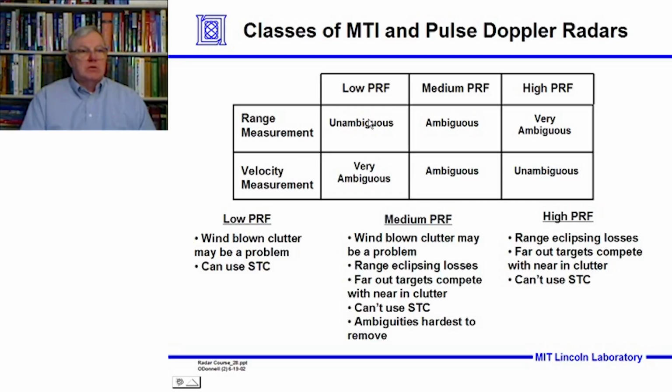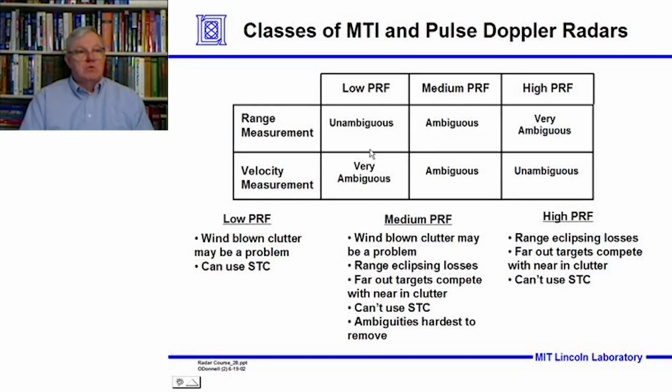Low PRF radars are unambiguous in range. In other words, all the targets that you're going to want to see, unambiguously you can measure their range, but their velocity measurements are quite ambiguous. In high PRF radars, it's like Goldilocks and the 3 Bears. In high PRF radars, the range measurements are very ambiguous, but the velocity measurements, and of course these are radial velocity measurements, are unambiguous. And in medium PRF radars, both of them are ambiguous. Okay? And these are the range measurements and the velocity measurements for the ensemble of targets that you're interested in.